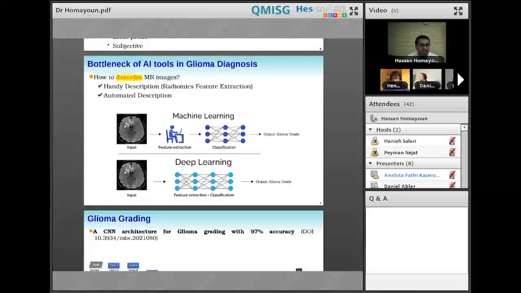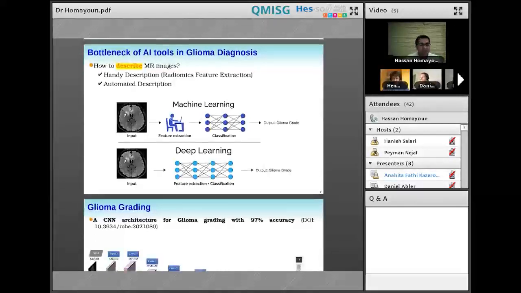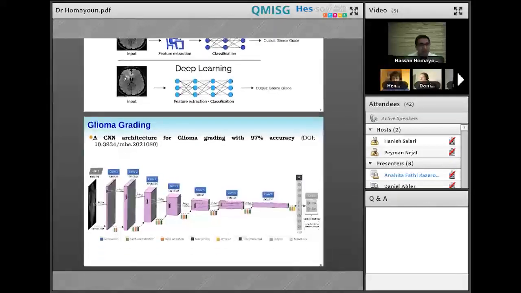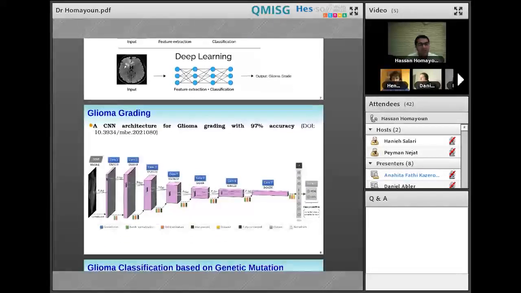In fact, the network itself extracts features that are relevant to the task. If we want to grade glioma, the features which are relevant to the grading are extracted. If we want to classify glioma based on its genetic mutation, the features which are relevant to the mutation are extracted.